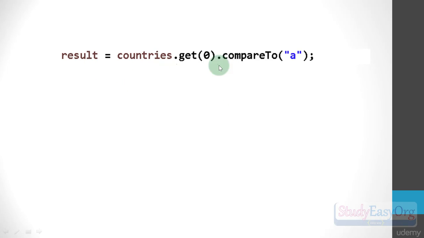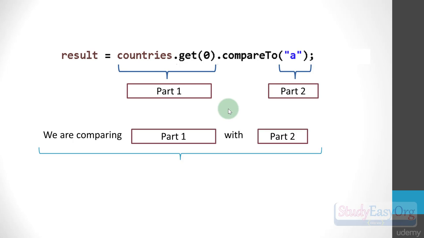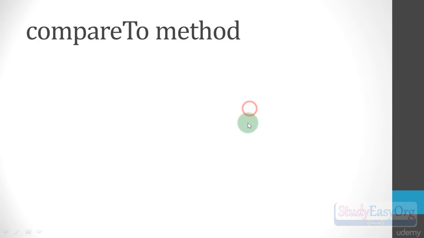Here is the line of code where we are comparing A with A, and we are storing the result in this variable result. Here is part 1, which is before the CompareTo method, and then we have part 2, which we are passing to the CompareTo method, the second party. So part 1 is the first party, part 2 is the second party, and we are comparing part 1 with part 2. Now let us check what should be the expected output.